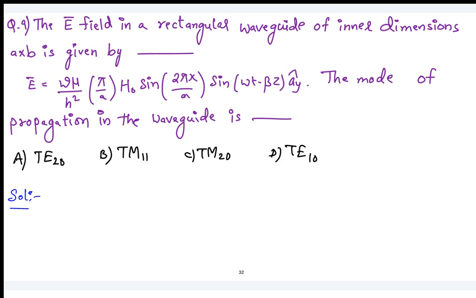First of all, if you see this equation, what all the variations are there? Here the x variation only is given, the y variation he has not given. Straight away he has given the z variation. So first of all, what is the condition here? Since there is no variation in the y direction, your second subscript will be 0. Agree? You don't know whether it is TE or TM, but it doesn't matter. The second subscript will be 0. Correct?